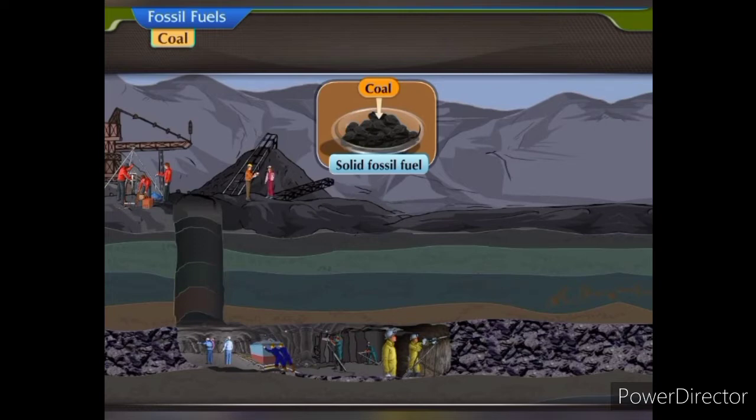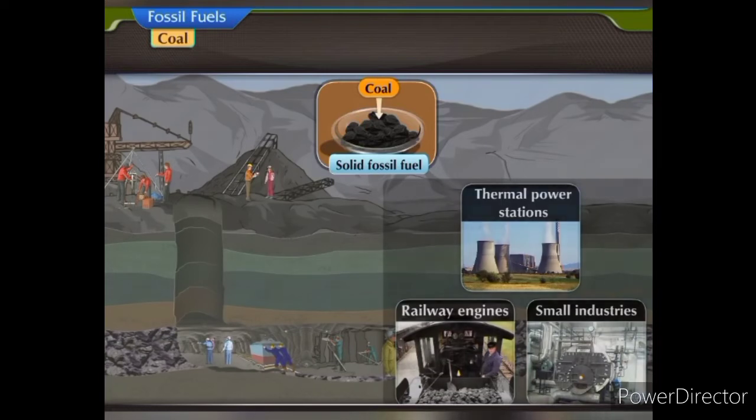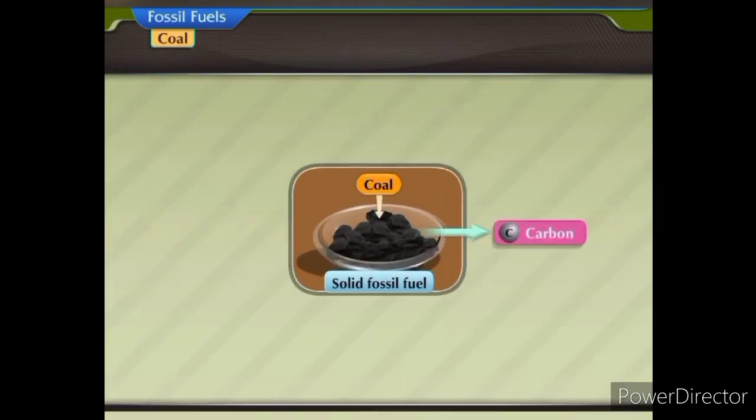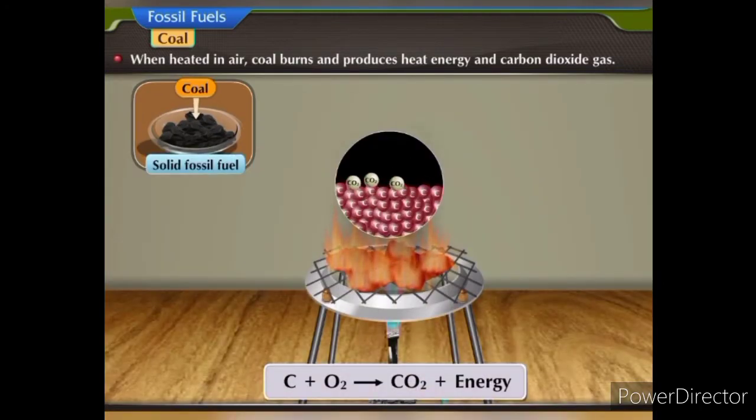It is one of the cheapest fossil fuels that is widely utilized for energy production. Coal mainly contains carbon. When heated in air, coal burns and produces heat energy and carbon dioxide gas.